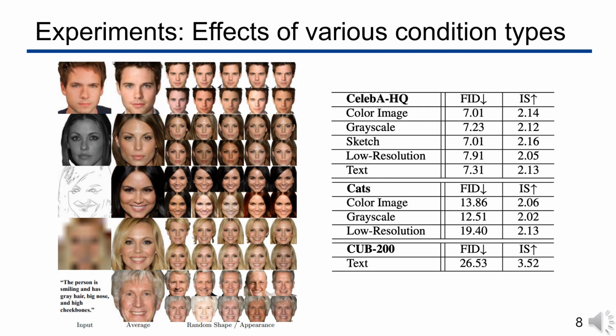These are the qualitative results with various condition input types. For each condition type, the average output image generated with zero noise codes is visualized in the second column, and from the next column, we visualize output images generated from 5 different shape noise codes in the first row and 5 different appearance noise codes in the second row. As you can see in the figure, our method consistently maintains high visual quality across all types of input conditions.